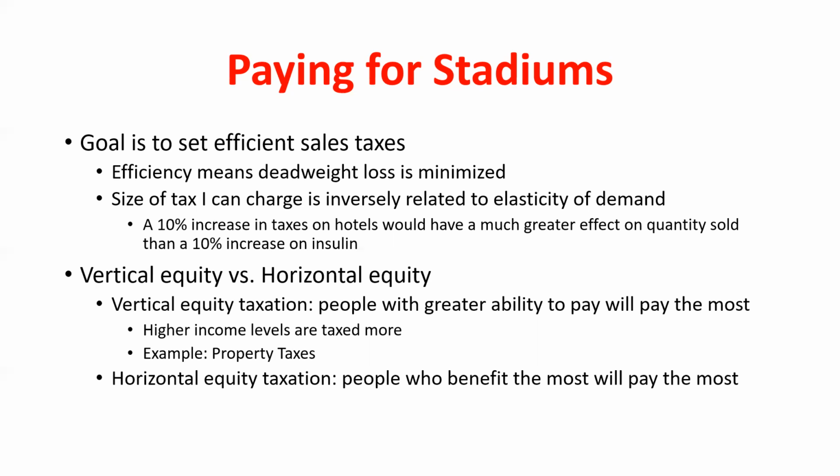are going to park near the stadium or something along those lines, like they would be the ones paying that tax. And so what we're trying to do with vertical equity is target the people who are more likely to be using the stadium with that tax. So hotels are a really popular one.